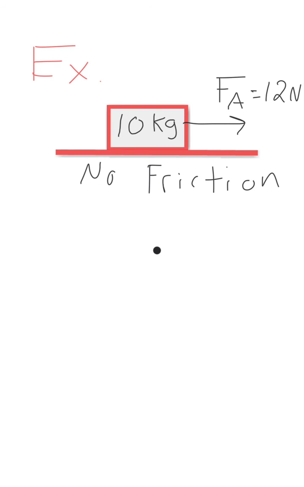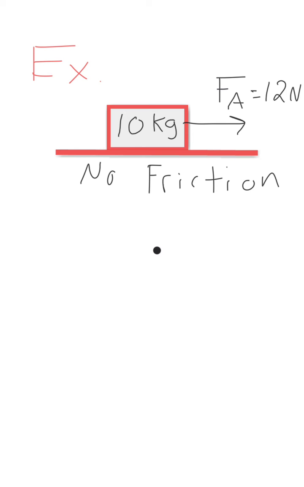So here in this example, we have a 10 kilogram mass. There's an applied force of 12 newtons pointing to the right, and it's told that there's no friction. So there's no friction, therefore it's going to accelerate. So the first thing you gotta do is draw the free body diagram. So we have force of gravity.